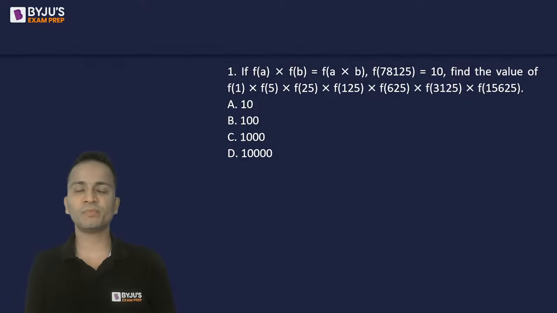So the first question is based on functions. You are given that f of a multiplied by f of b is equal to f of a multiplied by b. Also, f of 78,125 is given as 10. You will have to find out the value of the given expression.